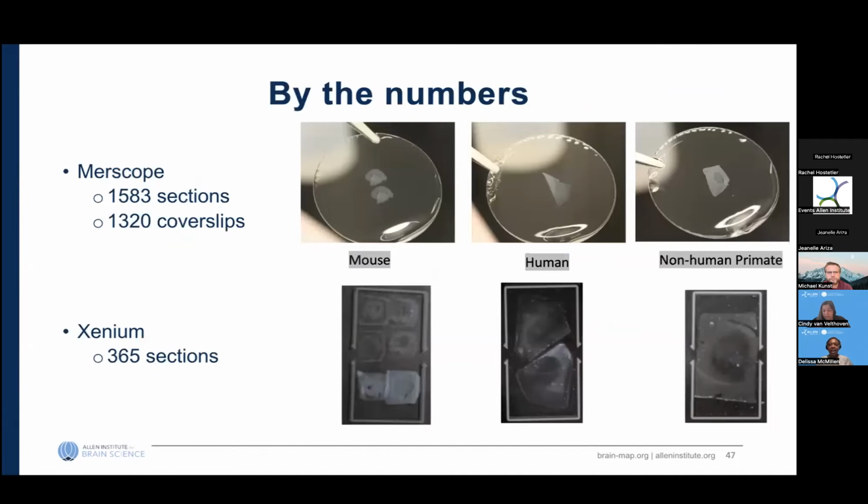So by the numbers, as of beginning of October, on the MERScope, we have imaged 1,583 sections, which equates to 1,320 cover slips. On the Xenium, we have imaged 365 sections.